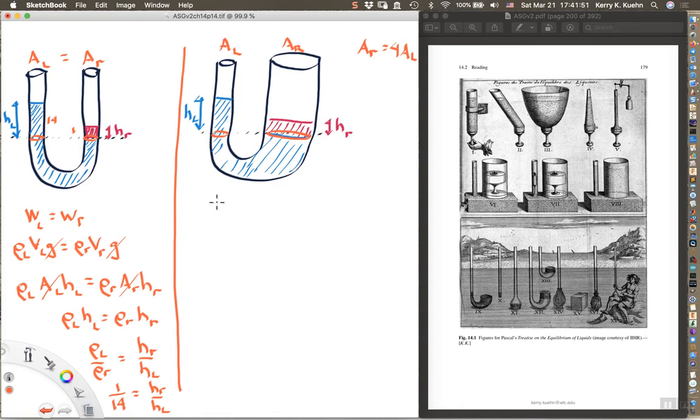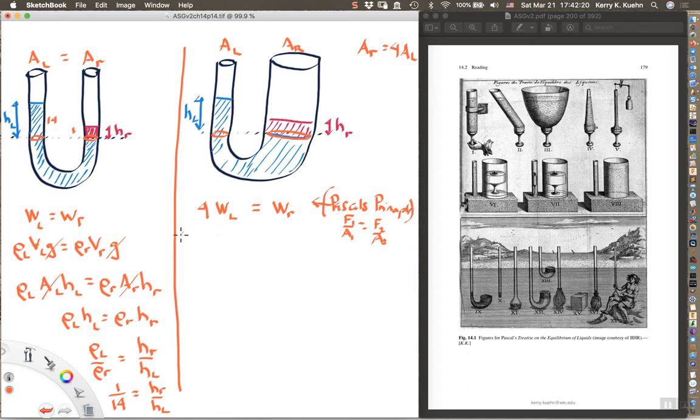So in other words, the weight of the fluid on the left is not going to be equal to the weight of the fluid on the right. You're going to have the weight on the right be more. It's going to have to be 4 times as much as the fluid on the left. This follows from Pascal's principle, right? That force 1 over area 1 is force 2 over area 2. So this is just a reminder, okay?